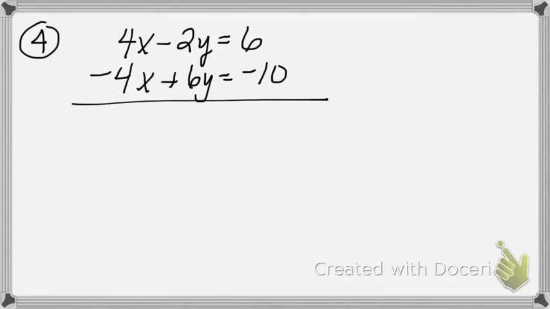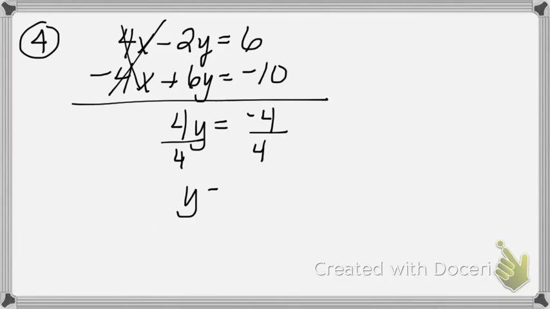All right, so the x's are the ones that are eliminated. I kind of cross them out. If I put the y's together, negative 2y and positive 6y is positive 4y. And then put 6 and negative 10 together, you get negative 4, excuse me. Now divide everything by 4. I got y equals negative 1. So there's half of my answer key. y is negative 1.